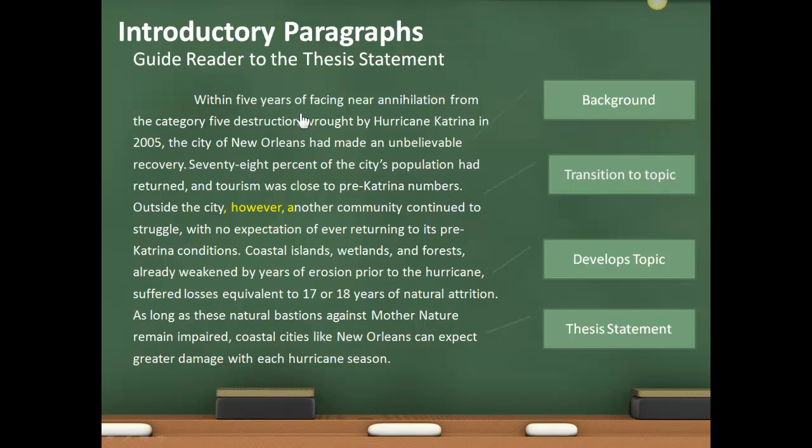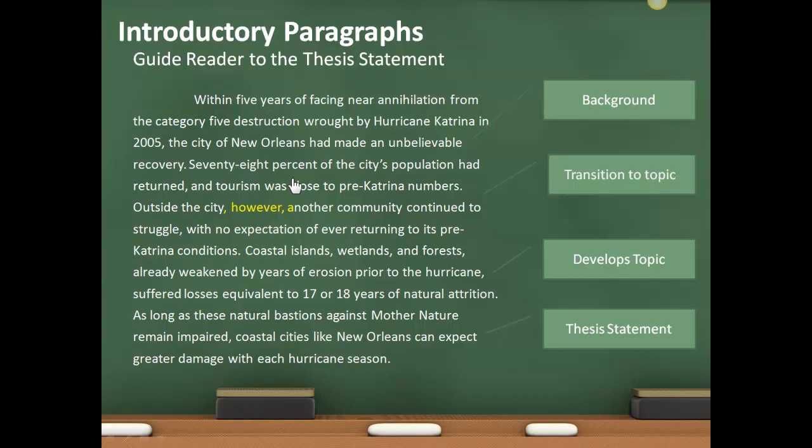Within 5 years of facing near annihilation from the Category 5 destruction wrought by Hurricane Katrina in 2005, the city of New Orleans had made an unbelievable recovery. 78% of the city's population had returned, and tourism was close to pre-Katrina numbers. So this is that idea of giving a little bit of a story. This could almost be an anecdote. Notice that when I started the paragraph with a number, I wrote the number out. Okay, you cannot start a sentence with a number written in numeric form.